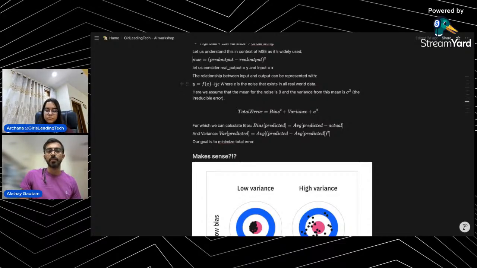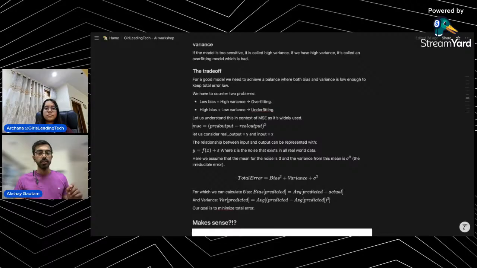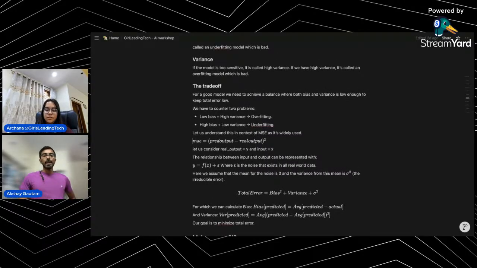Here, this epsilon term is the noise. It's a noise which exists in all forms of real world data. Remember, it's impossible to have data which is not noisy in the real world. It's absolutely impossible. You will always have noise in real world data, right? So you have this noise in real world data, and how does it relate to our context?